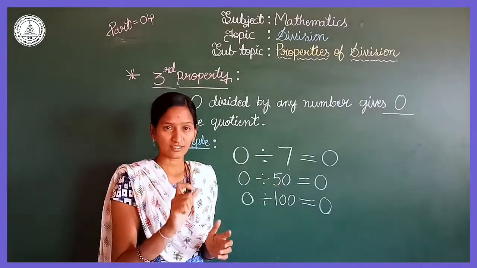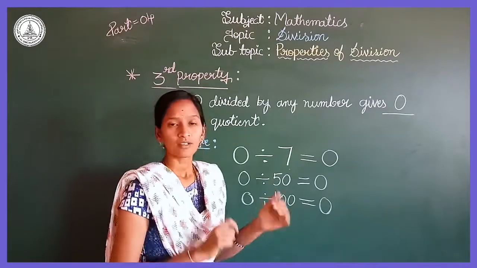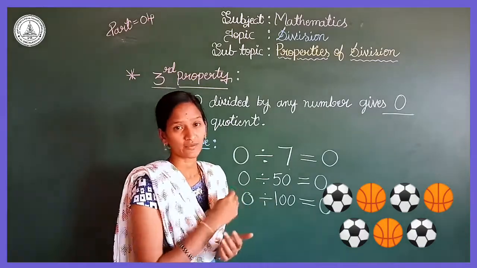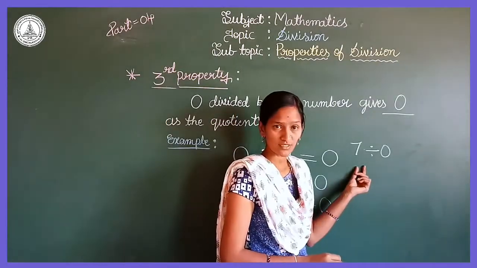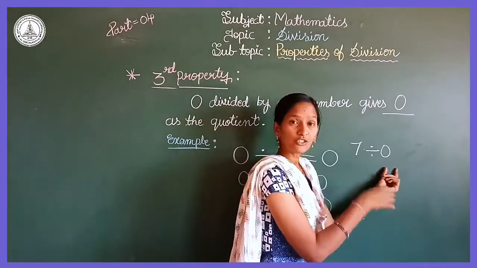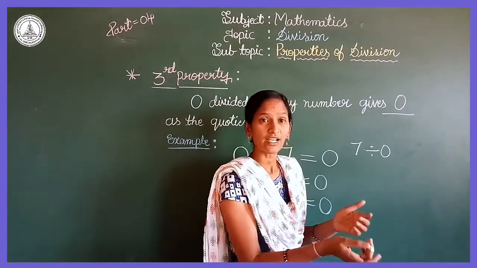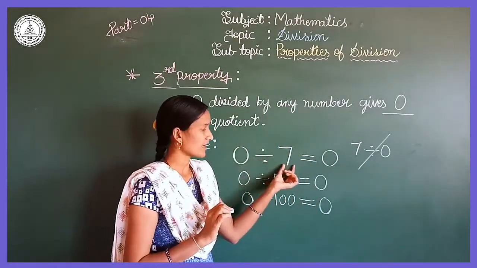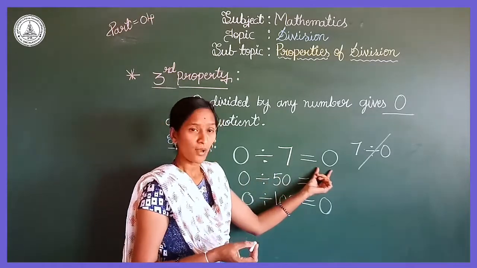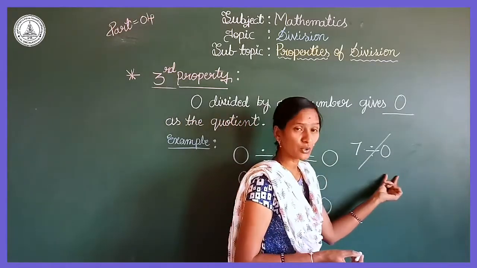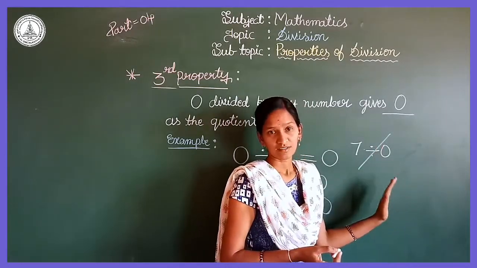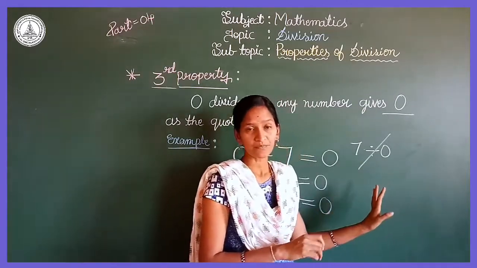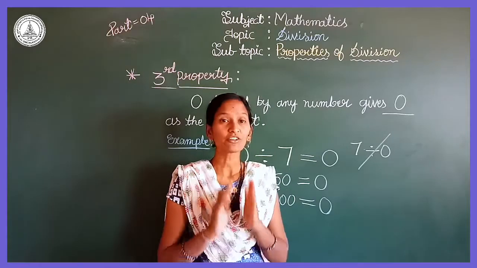One point, please keep it in your mind. Suppose I have 7 balls, but there is no child here. For example, I have 7 balls and there is no child to receive them. So what is our quotient? It is meaningless. See here, 0 divided by 7 or any number, the quotient is 0. But any number divided by 0 is meaningless. It does not have any quotient. It is just meaningless. So students, this is the third property of division.